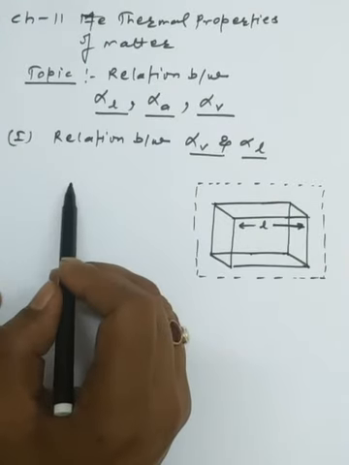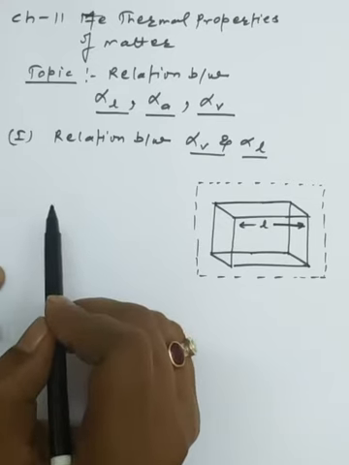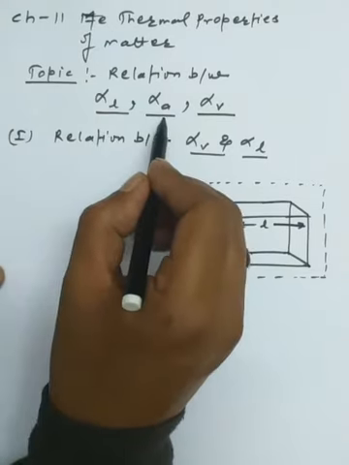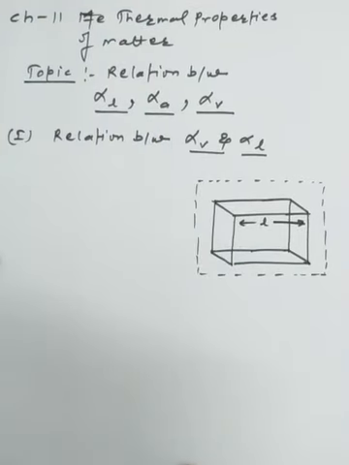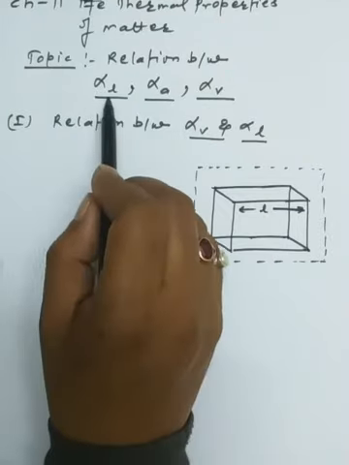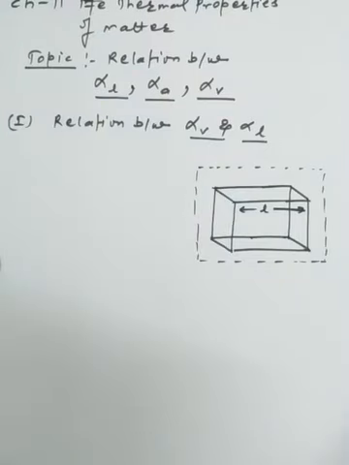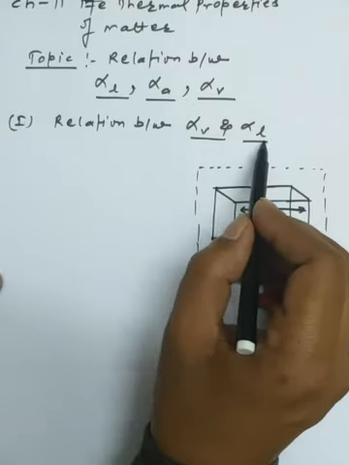Now, dear student, chapter number 11, thermal properties of matter, and we have the topic that is a relation between the linear expansion coefficient, area expansion coefficient and the volume expansion coefficient. So one by one we are making the relation of alpha V with alpha L and then alpha A with alpha L. So we are getting the mutual relation between them. Here we are making the first relation between alpha V and alpha L.